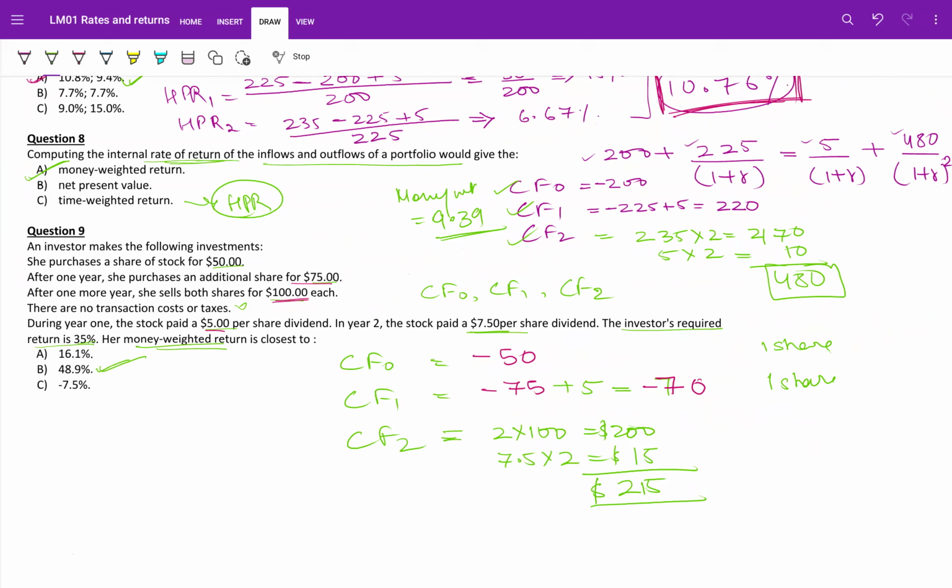And her required rate of return was 35%. This means that her money weighted return is greater than the required rate of return, so this was a positive cash flow for her, and she has made a profit on this investment. So that's all.